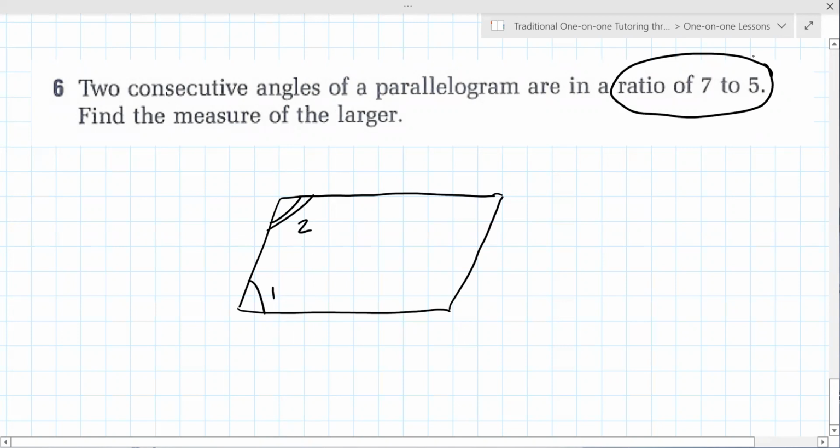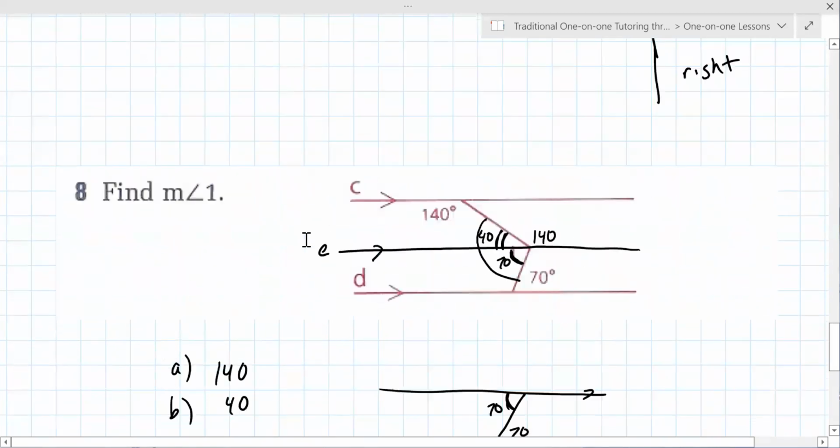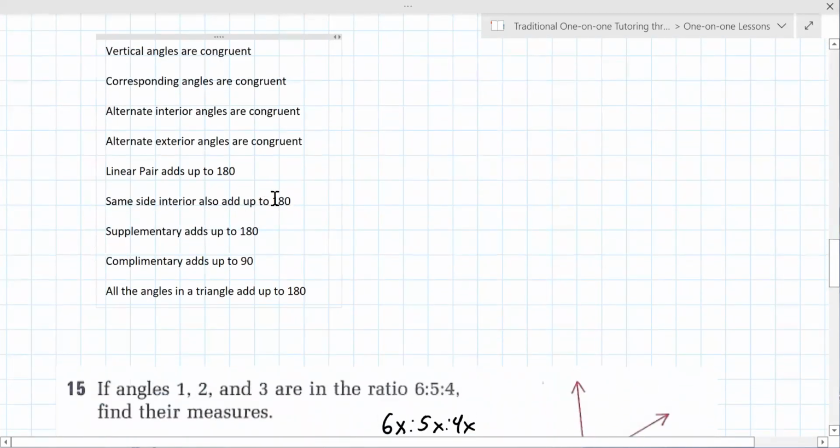What do you remember from an earlier problem about how we wrote that differently? Add an x to them. Yeah, 7x, 5x. Now the consecutive angles here, if you envision these as parallel lines, because they are, they're same side interior. If you go back to our list, what do you remember about same side interior? That they add up to 180.